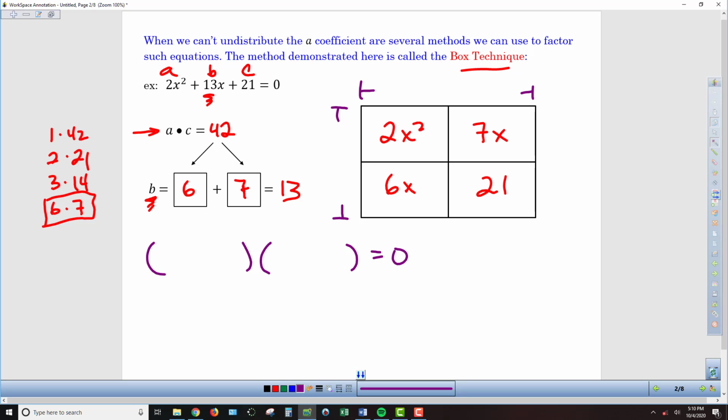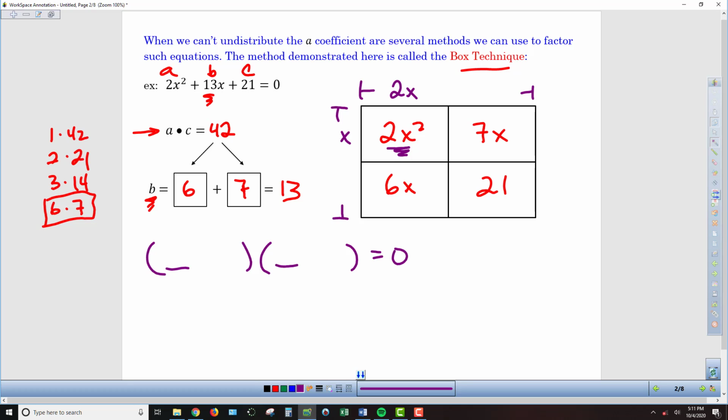So what I'm going to need to do is figure out what multiplies to make 2x squared. So what's going to be that first piece that goes into each set of parentheses. Now, if there was no 2 in front, it would just be x and x. But instead, I'm going to go with 2x and x. 2x times x indeed equals 2x squared. So I'm looking for two things that multiply to make that 2x squared.